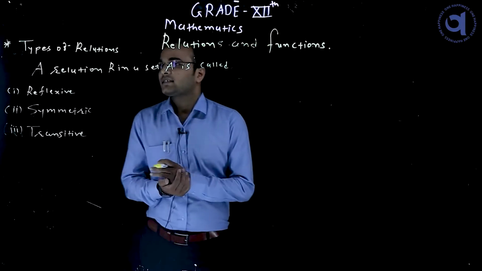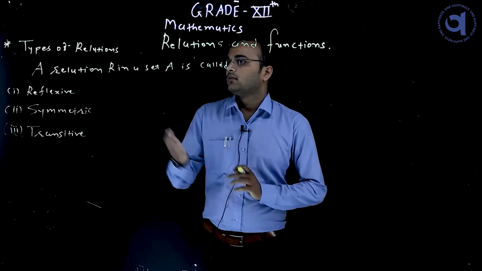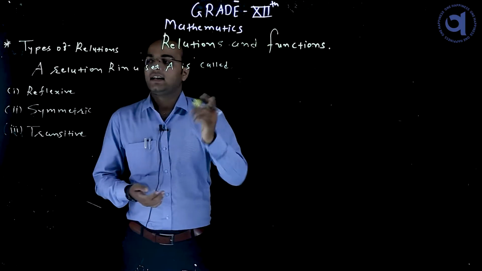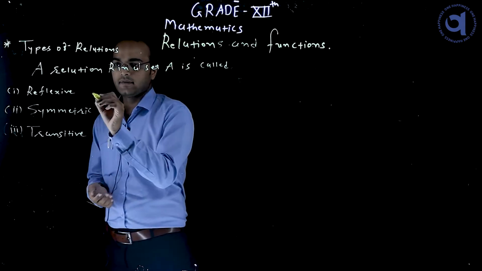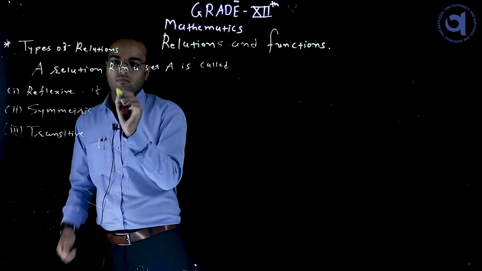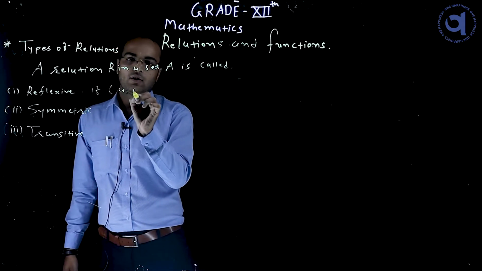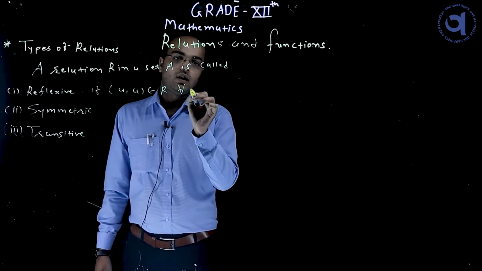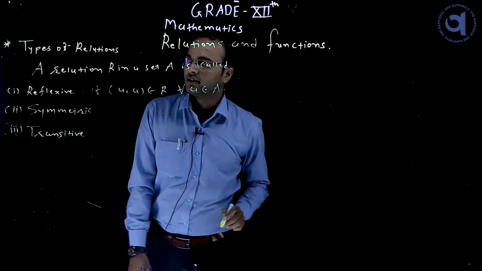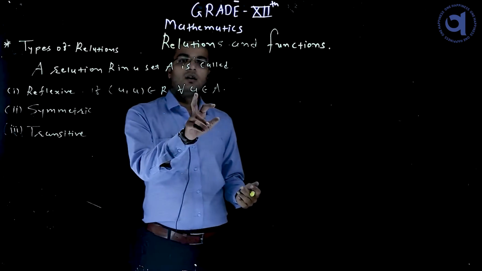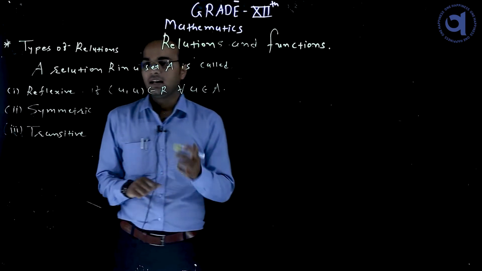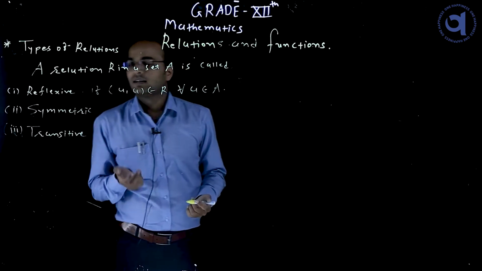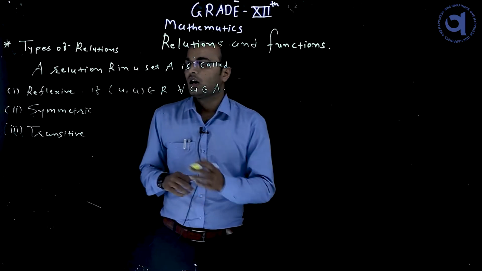Now we discuss types of relations. A relation R in a set A is called reflexive if (a, a) belongs to relation R for all elements a of set A. Given set A, if for all the elements of A, (a, a) belongs to R, then we say that the relation is what? Reflexive on the given set.